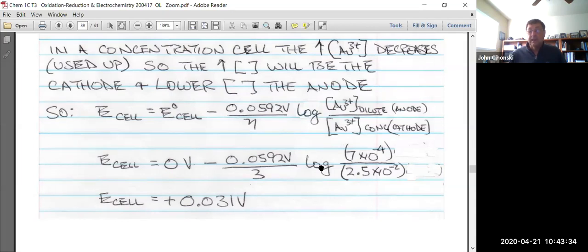So in this case, then we would say log, and then the cathode concentration was the higher concentration, 2.5 times 10 to the -2. And the anode concentration is 7.4 times 10 to the -4, or 7 times 10 to the -4. I am sorry. We do the math there, and we find that the voltage is +0.031 volts. Okay, that's not much, is it? But it turns out there is a good use for this. And on the next slide, we will show you where this type of concentration cell can be put to use.